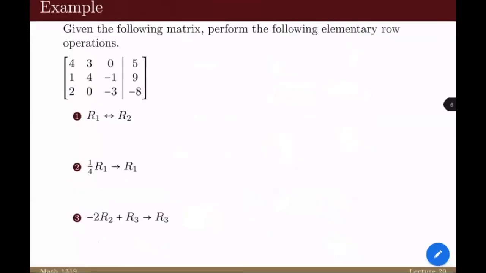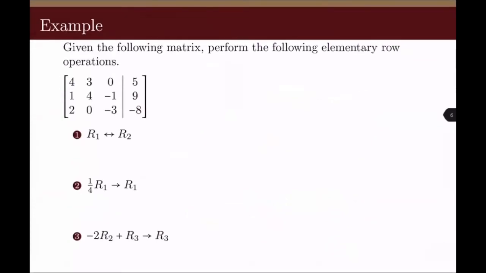So next example is, given the following matrix, perform the elementary row operations. So the first thing we're going to do is exchange the first row with the second row, row 1 with row 2. So that means we're going to have 1, negative 1, and then augmented 9, and then 4, 3, 0, 5, sorry, that's a 9, and then 2, 0, negative 3, negative 8.